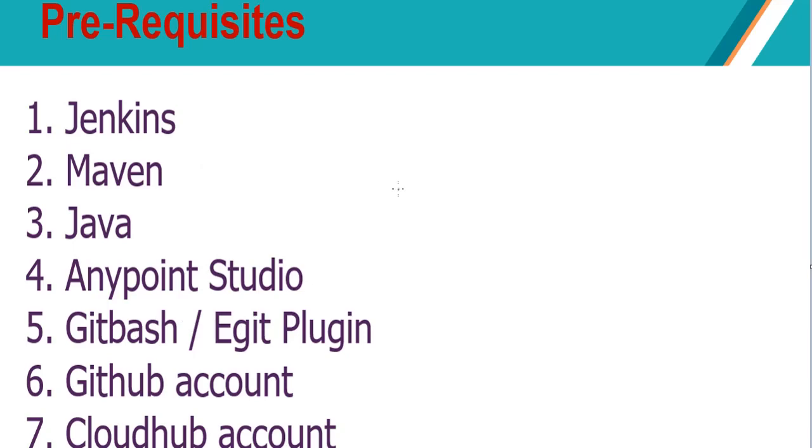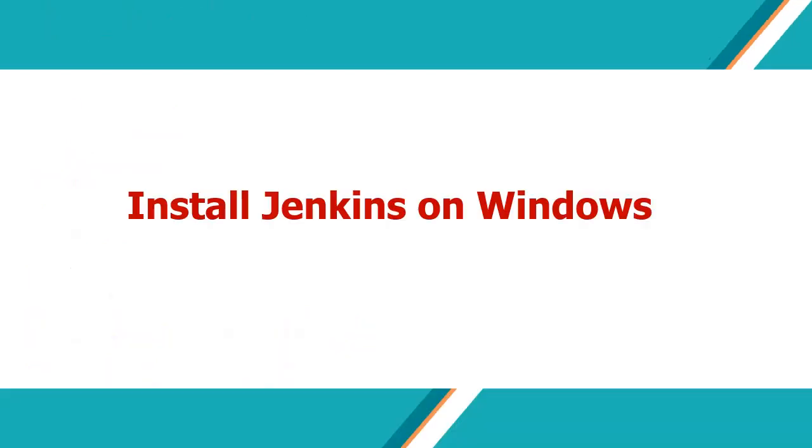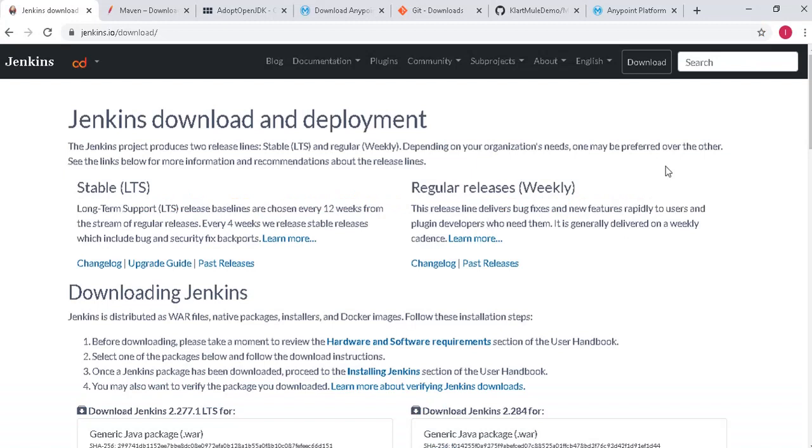So first I'll tell you how to install Jenkins. So let's install Jenkins first. This is the URL where you can download the Jenkins software to install. I'll provide you this link in the description box, or otherwise you can just Google it, like Jenkins download for Windows. You will get to this page. I will also provide this in the description box.